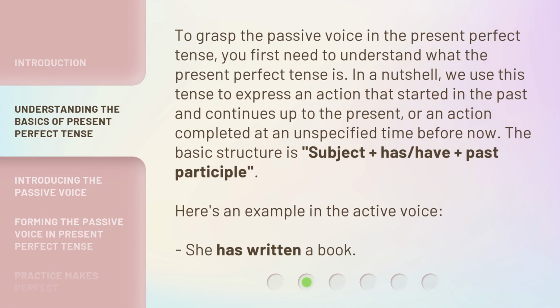To grasp the passive voice in the present perfect tense, you first need to understand what the present perfect tense is. In a nutshell, we use this tense to express an action that started in the past and continues up to the present, or an action completed at an unspecified time before now. The basic structure is subject plus has/have plus past participle. Here's an example in the active voice. She has written a book.